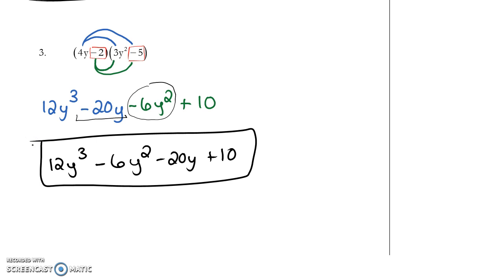So, double distributive property, combine like terms, be extremely careful with the sign. That's what's going to trip most people up here.